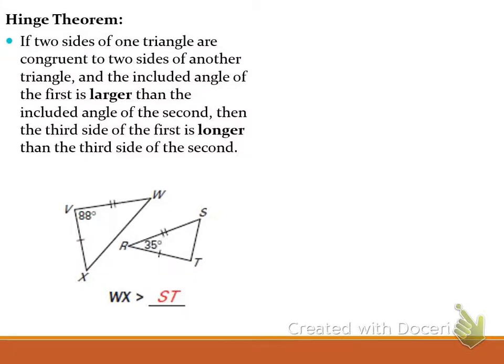The hinge theorem needs two sets of sides in two triangles to be congruent. None of this works unless you've got two sets of sides that are congruent. That's your condition. If two sides of one triangle are congruent to two sides of another triangle, and the included angle in the first is larger than the included angle in the second. Included angle just means the angle in between the sides that we're talking about, right?